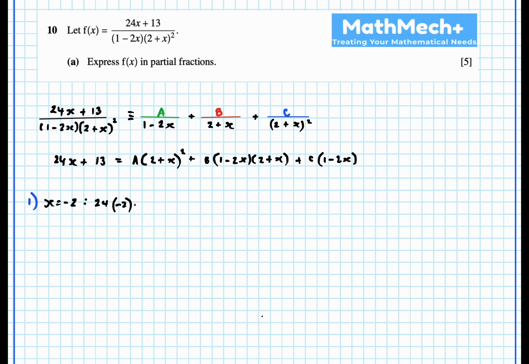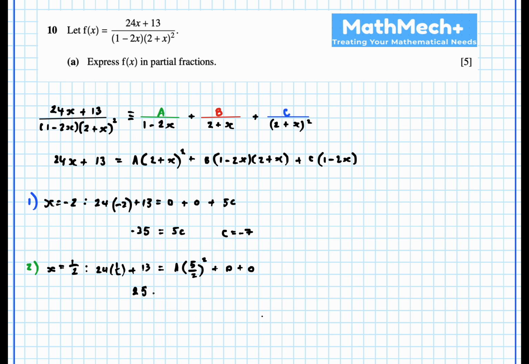So from there, we substitute in, we've 1 minus 2x, which is x is equal to 1/2, and we've 2 plus x, or x plus 2, which is x is equal to minus 2. So substitute that into the left and right hand side, equate them, find out what the C value is. So we've C is equal to minus 7. Keep going. So x is equal to 1/2. Plug it in. So you get 25 is equal to 25 over 4 A plus 0 plus 0. A is equal to 4.